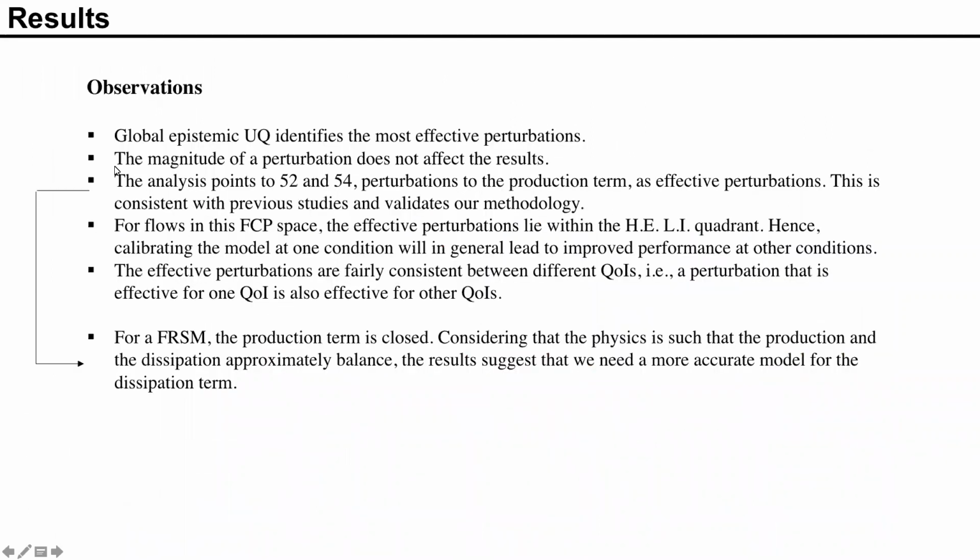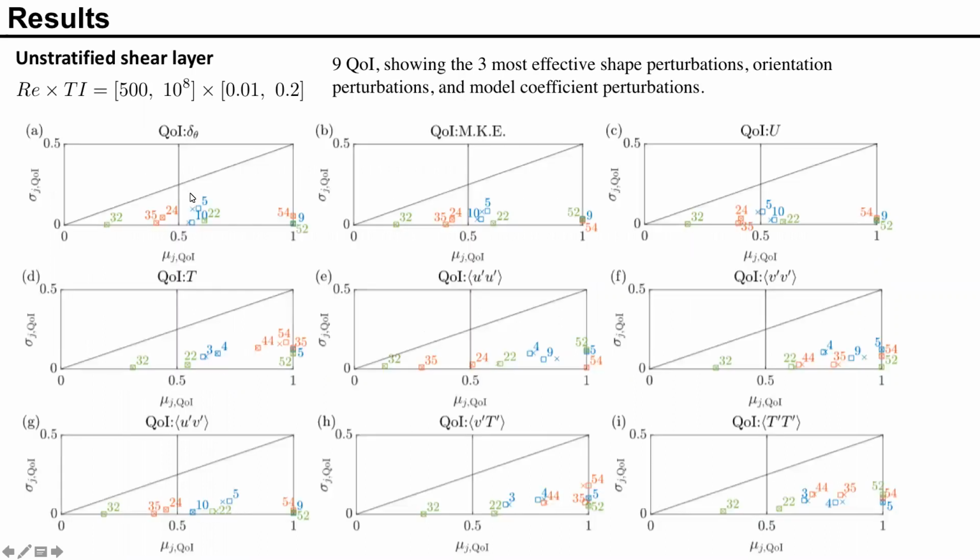We also observe the magnitude of a perturbation does not affect the results. This essentially talks about the cross symbols and the square symbols. So we change the magnitude of how much we perturb a model. And as we can see here, this does not seem to change our result too much because the cross symbols and the square symbols are fairly close, right?